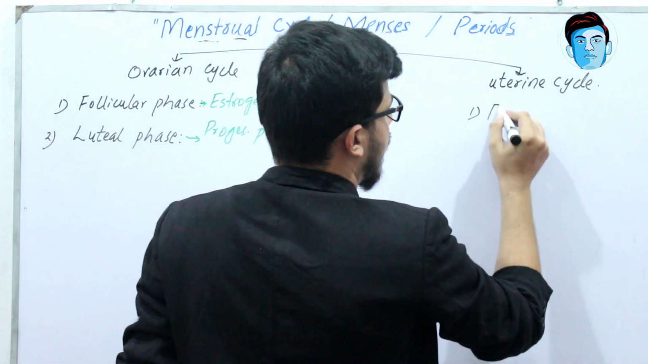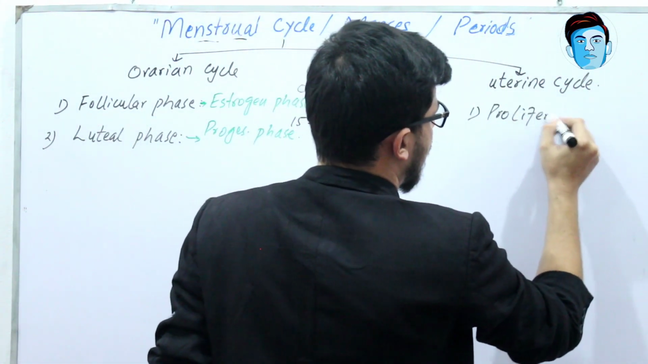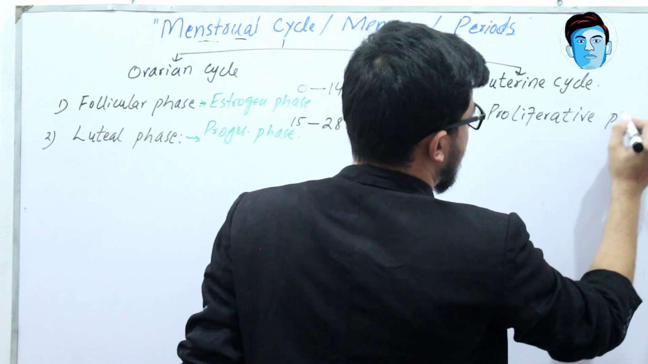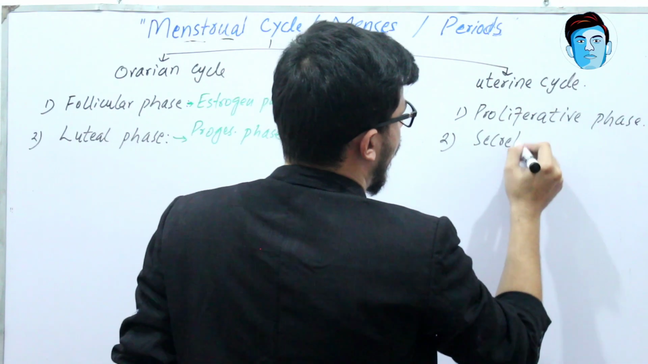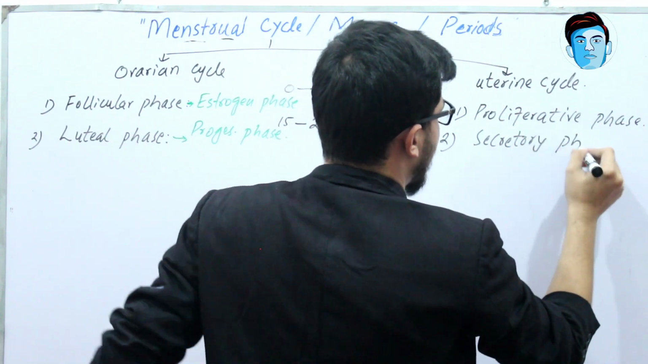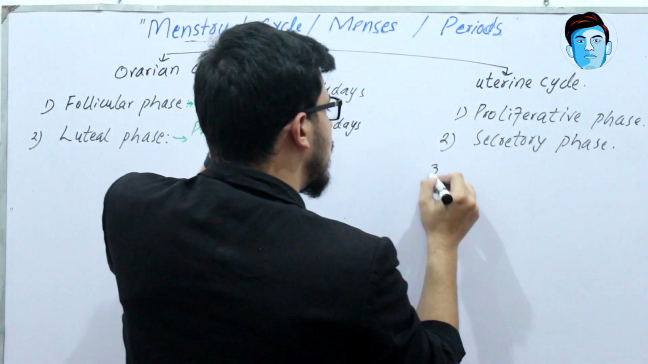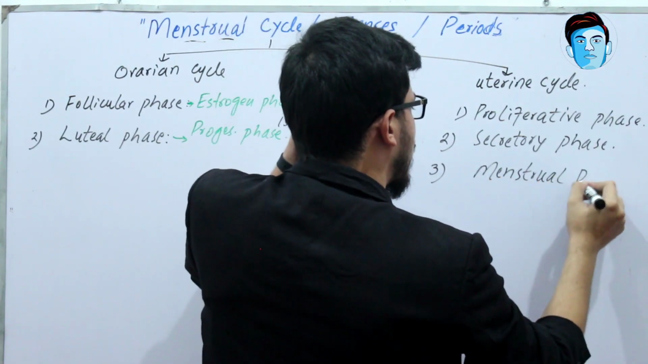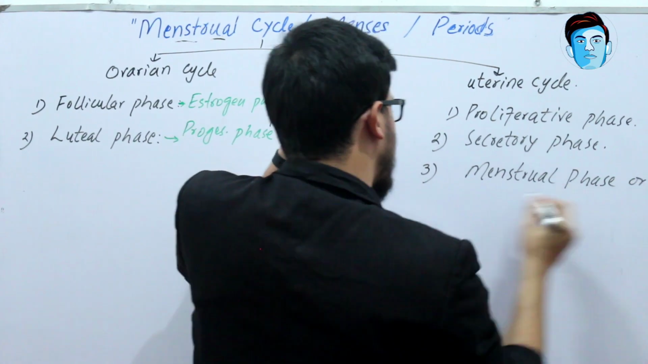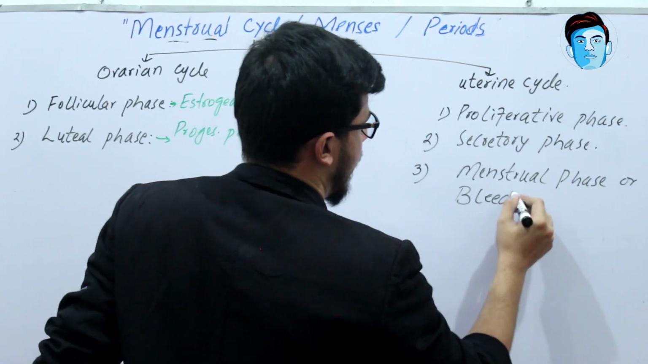The first is the proliferative phase. The second is the secretory phase, which is also called the preparatory phase, and the third is the menstrual phase, which is also called the bleeding phase.